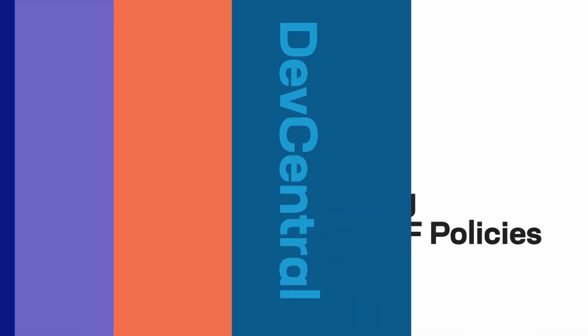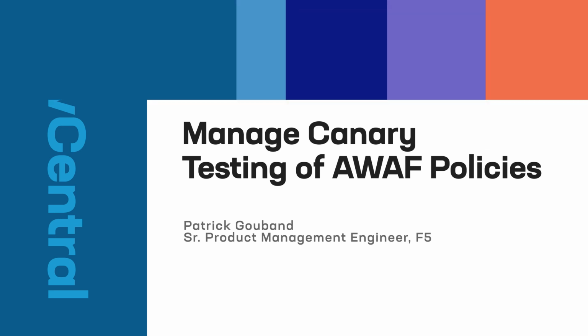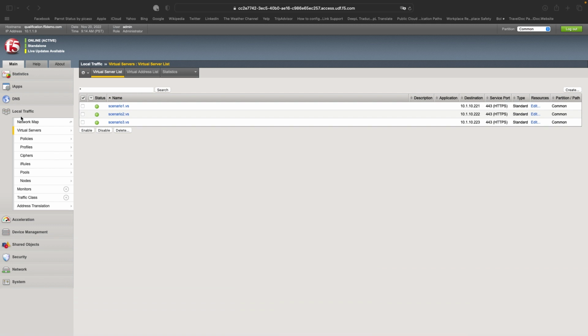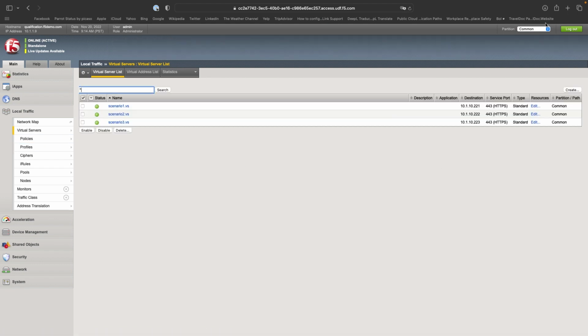I'll show you how to use the new FAST Terraform resources. In this use case, we will try to do Canary testing. I'm connected to a BIG-IP. We have some virtual servers, but it's not the one that we will be using. I have nothing deployed, so we will use Terraform to deploy our application.